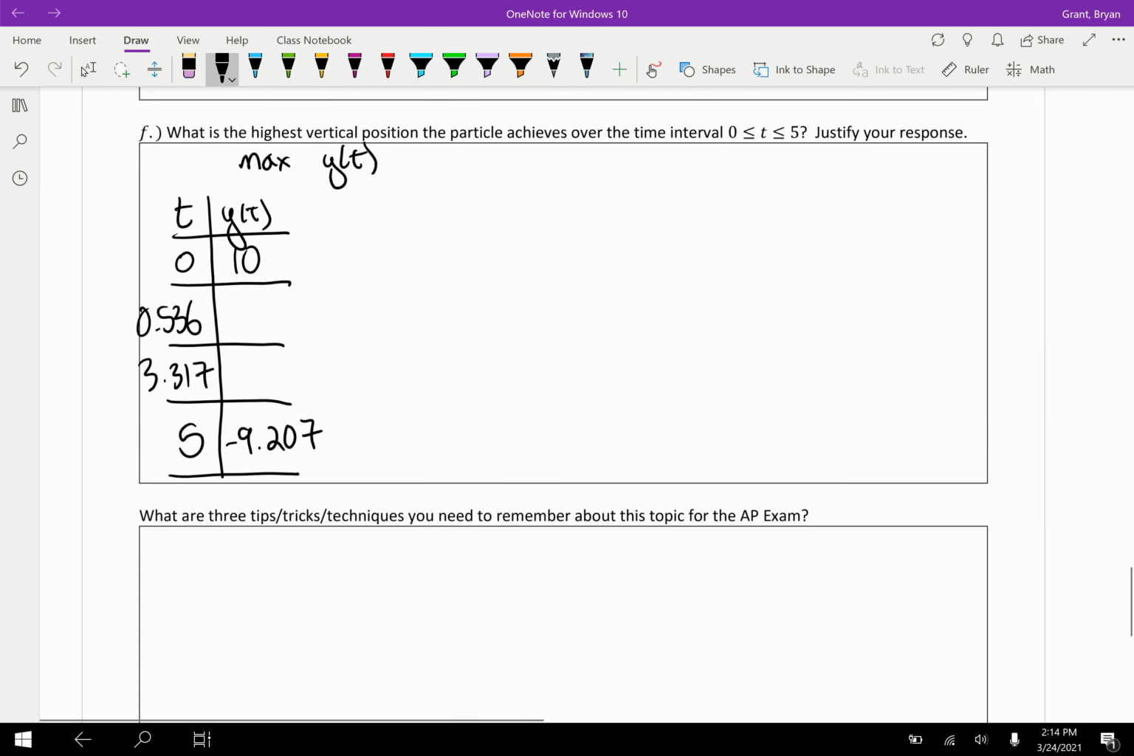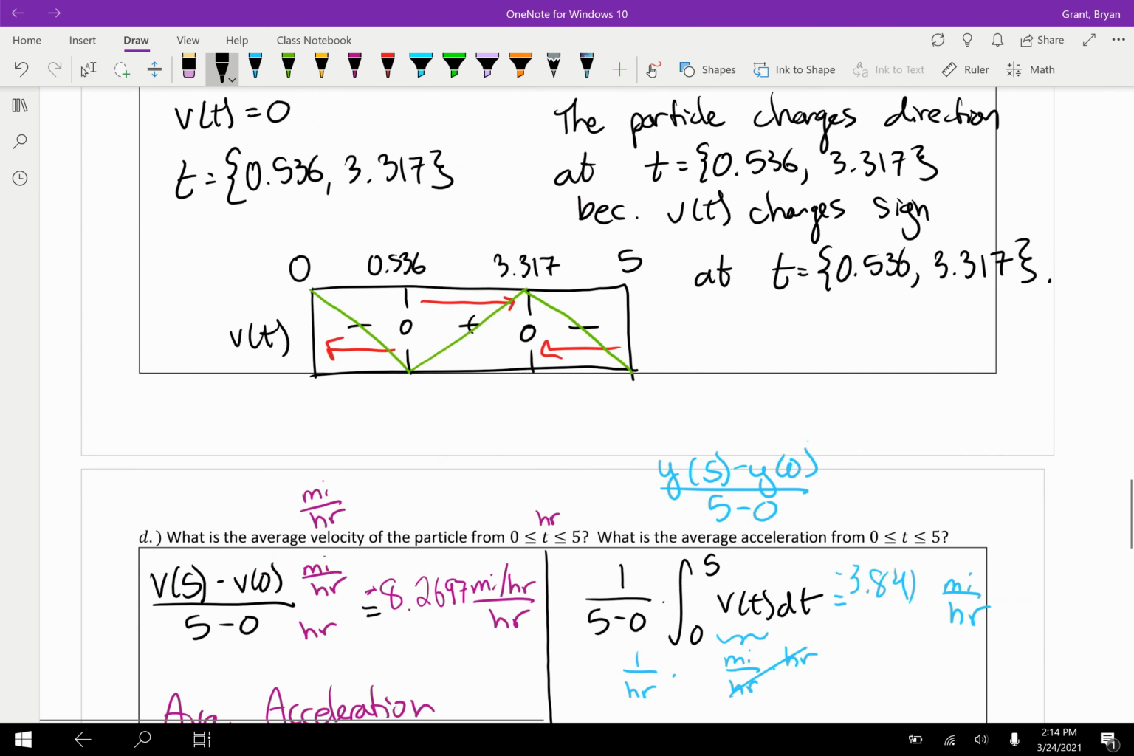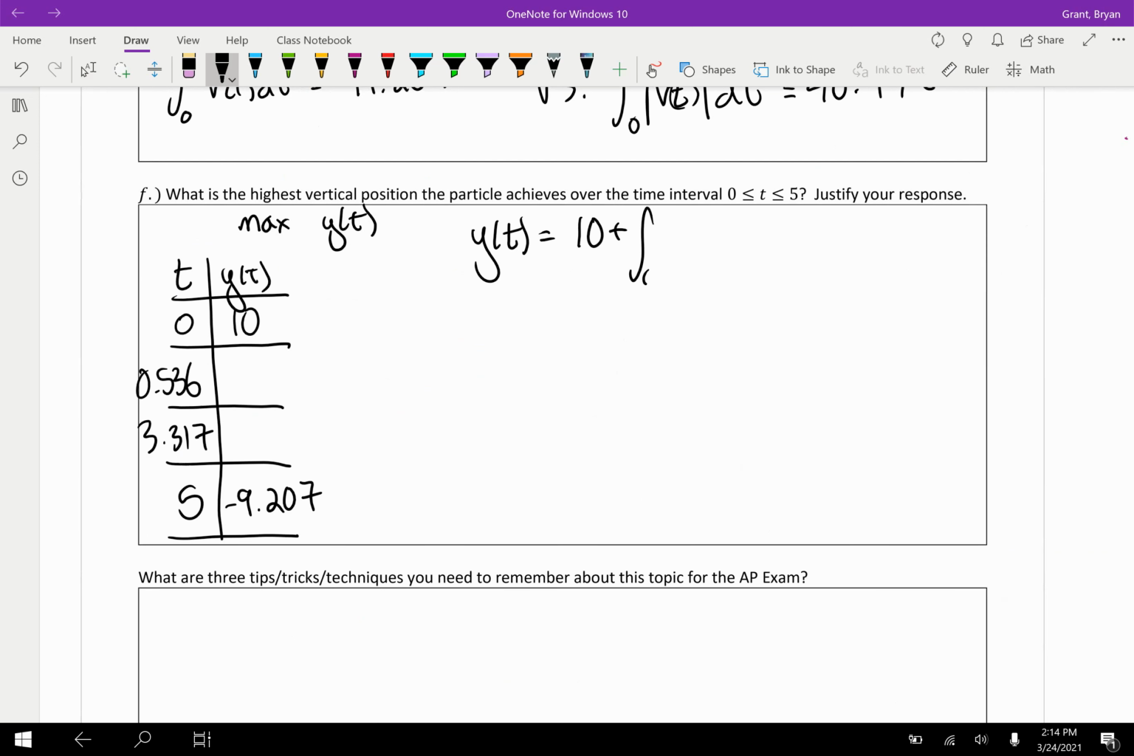In fact, I'm going to rewrite that equation from earlier too. I think that'll help us. It says to find any value, y of any t, we do 10 plus the integral from 0 to 5 of y of t dt. That's nice. We can just use our calculator, I think, and copy and paste.